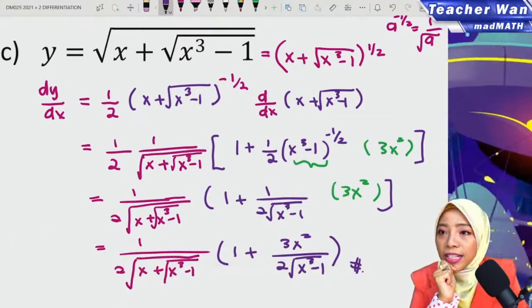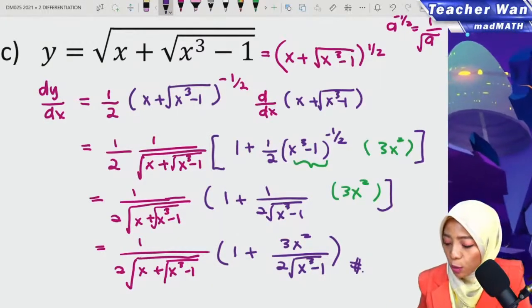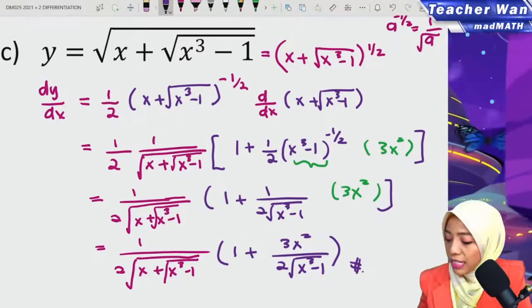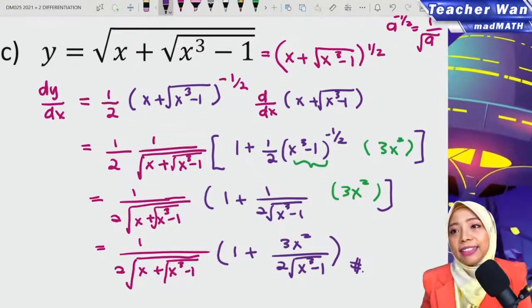So the final answer is 1 over 2 set x plus set x cubed minus 1 multiply with the function 1 plus 3x square over 2 set x cubed minus 1. Okay.